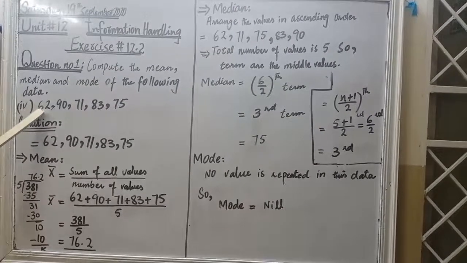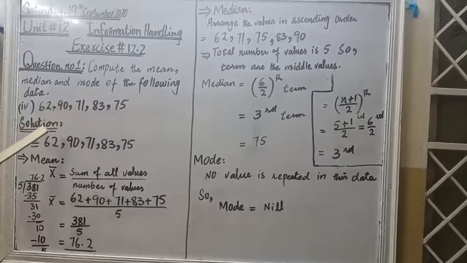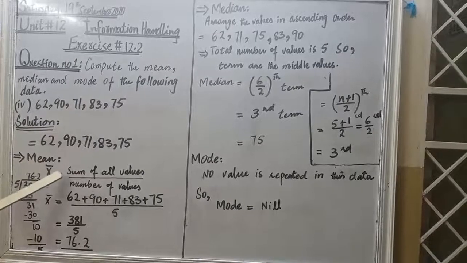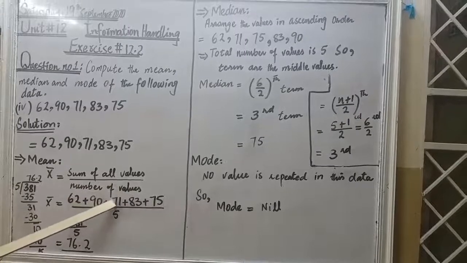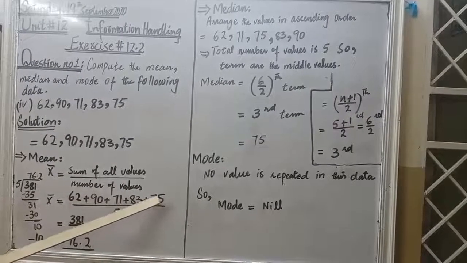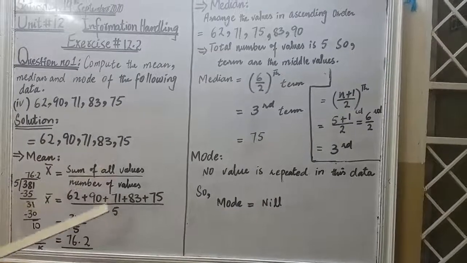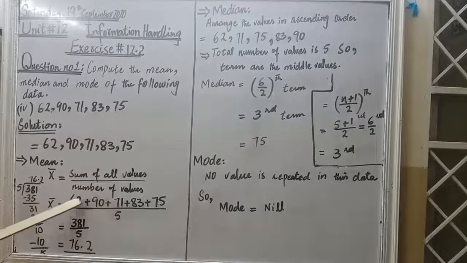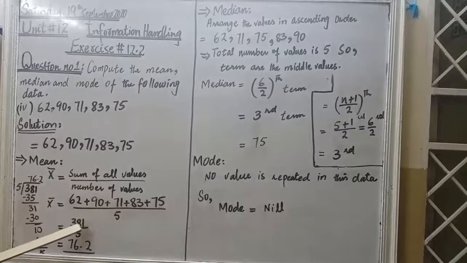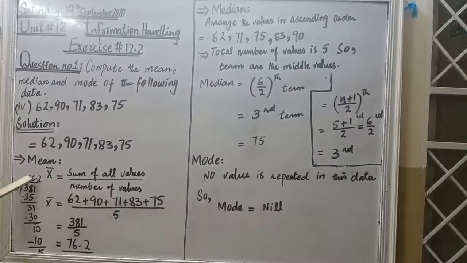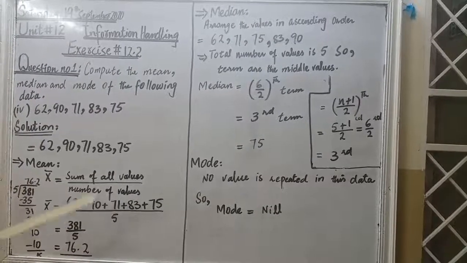Part 4: 62, 90, 71, 83, 75. Then the solution is, first we find the mean by using the formula: sum of all values divided by number of values. 62 plus 90 plus 71 plus 83 plus 75 divided by the number of values. The number of values is equal to 1, 2, 3, 4, 5. So divided by 5. The sum of these values is equal to 381 divided by 5. When we divide 381 by 5, our answer is 76.2. So our mean is 76.2.